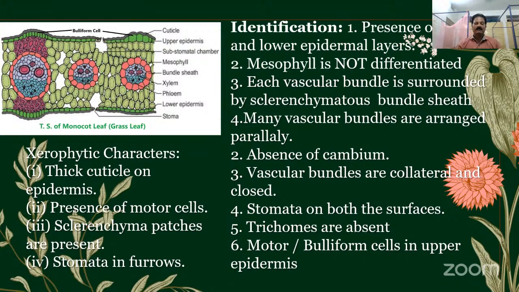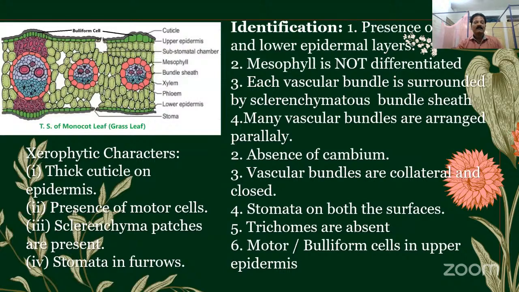Stomata on both the sides, equal in number. Trichomes are absent. Thick cuticle. Presence of motor cells or bulliform cells in the upper epidermis. Earlier I said almost all the grass plants show the xerophytic characters in the leaves. Thick cuticle on both the epidermal layers. Presence of motor cells. When the conditions are adverse, leaf rolls back. The bulliform cells, or motor cells, help in rolling and unrolling of leaf lamina. So that is the special feature, that is xerophytic character.